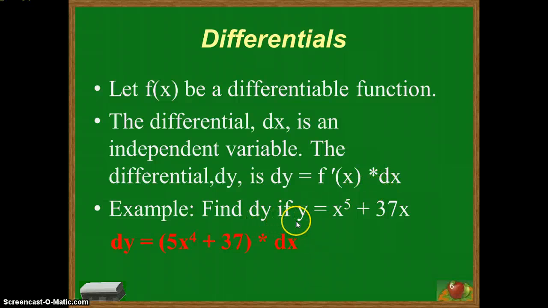Find dy if y equals x to the fifth plus 37x. All you do is take the derivative and then move the dx to the other side. So the derivative would be 5x to the fourth plus 37. Move the dx to the other side, so dy, the differential in y, is equal to 5x to the fourth plus 37 times dx, the differential in x.